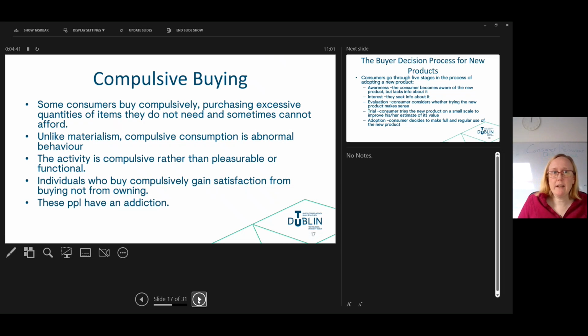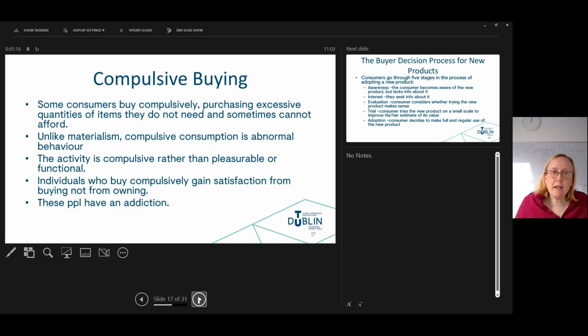So unlike materialism, compulsive consumption is abnormal behavior. Materialism is perfectly fine from a marketer's point of view. It's not a sign of somebody in crisis. The activity of compulsive consumption, however, this is a compulsion. That is a psychological term, and rather than being something pleasurable or functional, buying something they need.